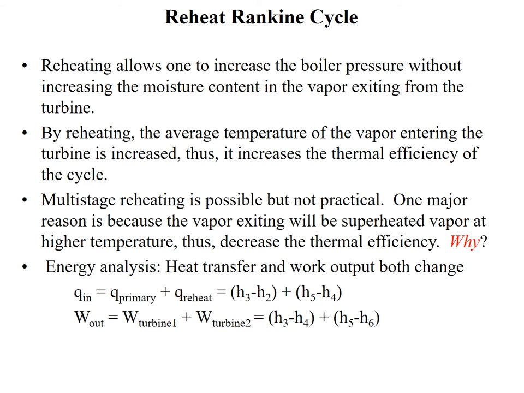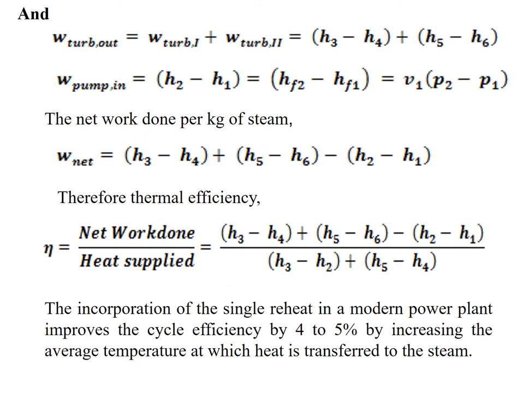Okay, so this is the work done by the turbines, that means turbine 1 and turbine 2, the high pressure turbine and the low pressure turbine. So that is H3 minus H4 plus H5 minus H6. Next, we have only one pump, so that is H2 minus H1, and you have a separate formula, Vf into (P2 minus P1). P2 is the boiler pressure and P1 is the condenser pressure. You have to remember this. Vf is the specific volume at the condenser pressure.